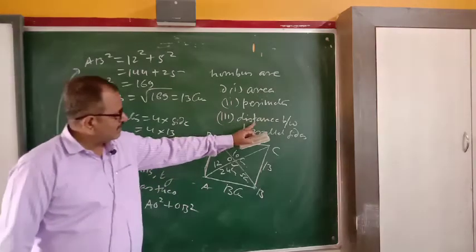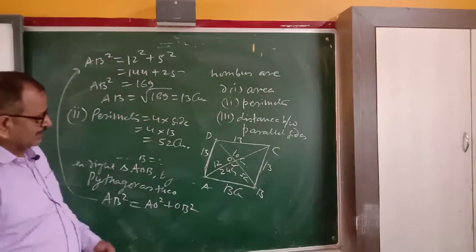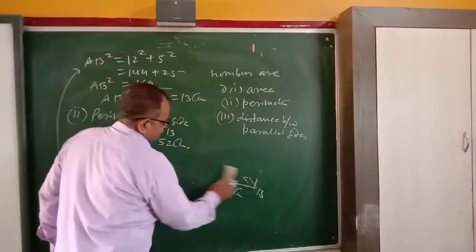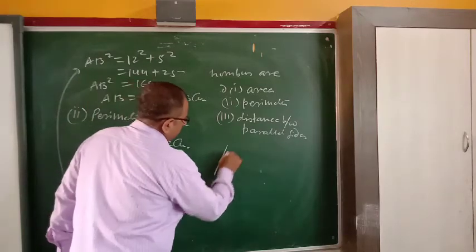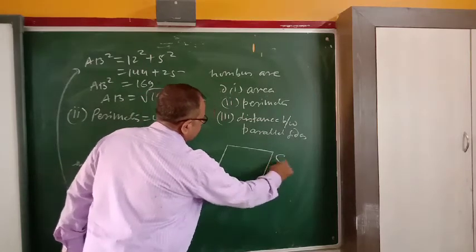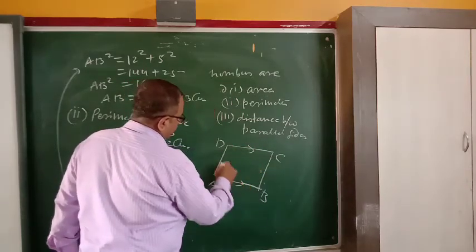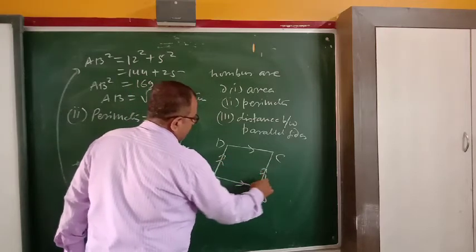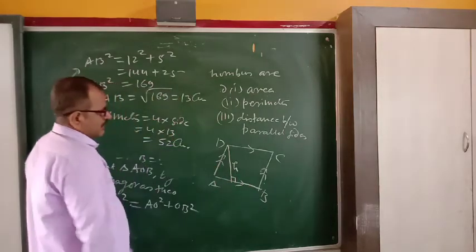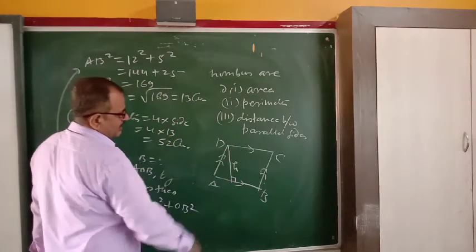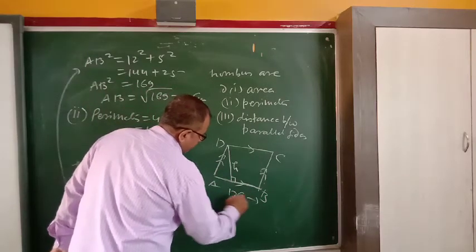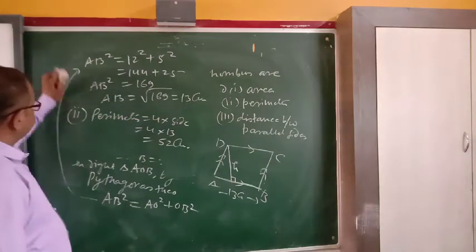Third part, what is the distance between the parallel sides? So how will we find the distance between the parallel sides? The rhombus was ABCD. We know that opposite sides are parallel. We have to find this distance between the parallel sides. Let the distance between the parallel sides be h. How much is AB? AB is 13 centimeter. One side is 13 centimeter.